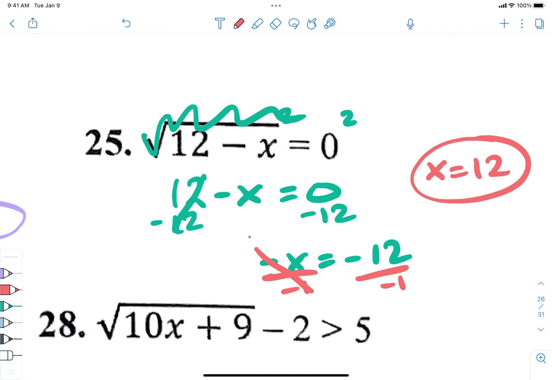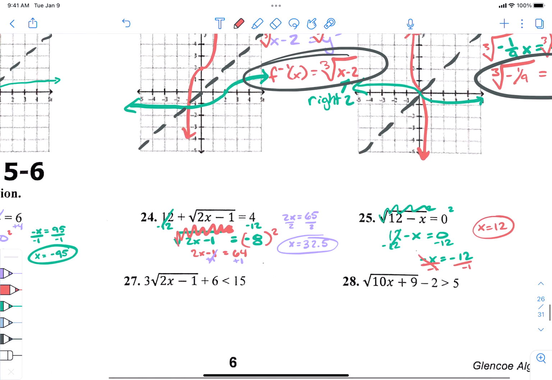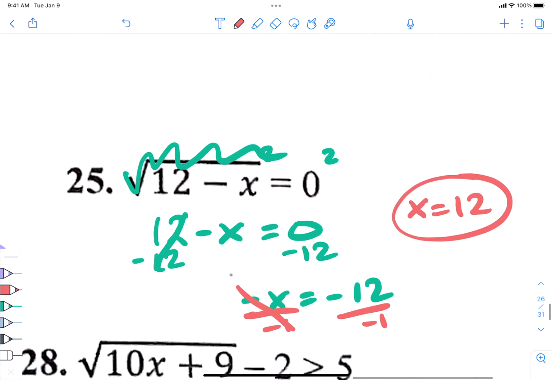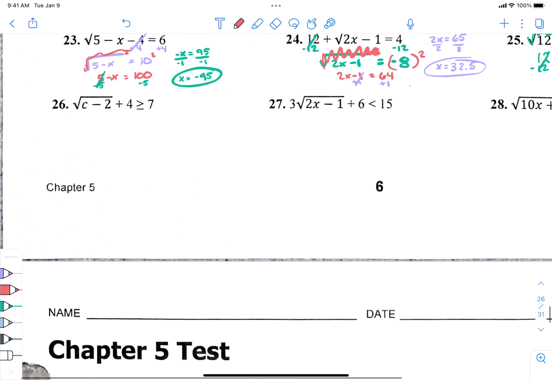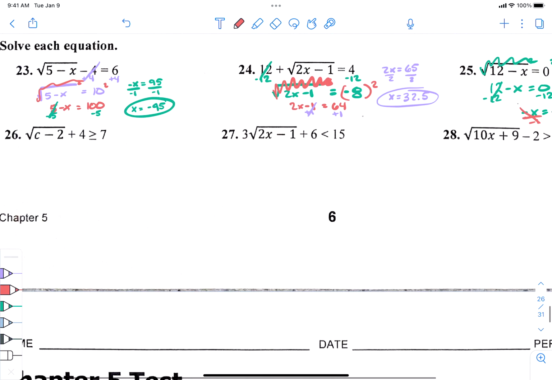All right, do you get the same thing I got? Good? All right, negative 95 and 12. When you're doing that, make sure the x is what's negative, not the 12, right? So you have to subtract the 12 over and divide by a negative 1. That one's weird. Okay. All right, 26, 27, 28.